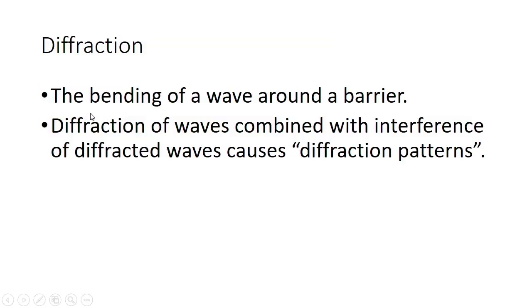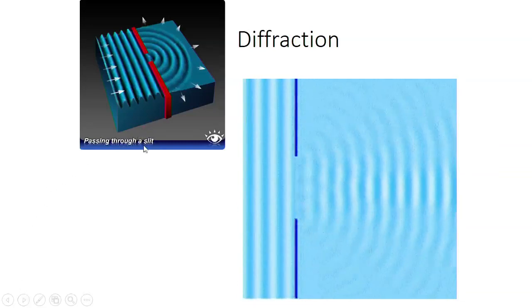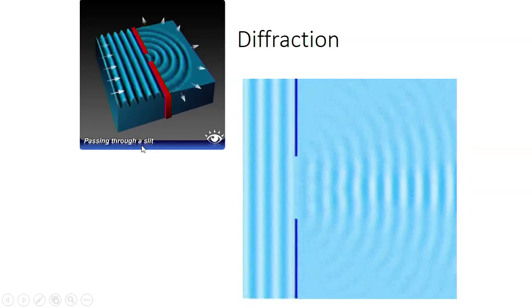Diffraction is a bending of a wave around a barrier. Diffraction of waves combined with the interference of diffracted waves causes diffraction patterns, and there are so many very interesting phenomena. Now we can look here for diffraction. First we look at the one that moves from deep water to shallow water.